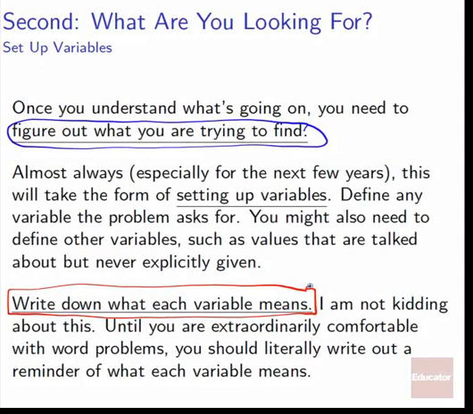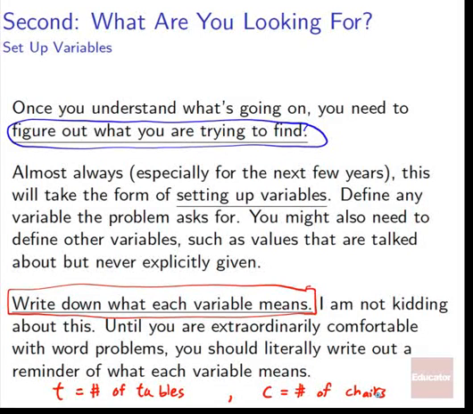So for example, if you had a problem where you had to talk about some number of tables, then just before you start, you might say, T equals number of tables, right? T equals number of tables. And then you also might have to talk about chairs in the problem, so C equals number of chairs. And that's enough right there.